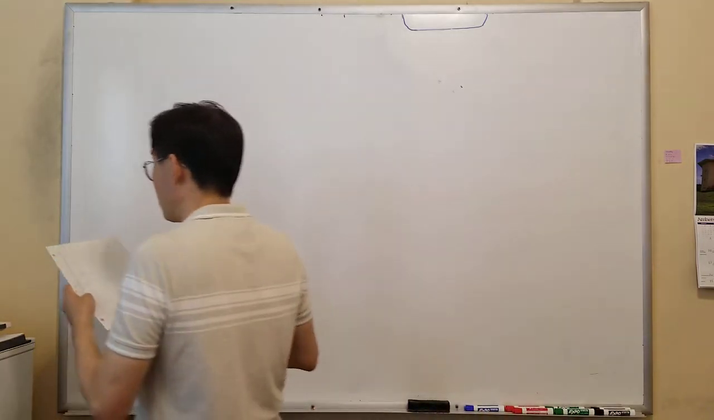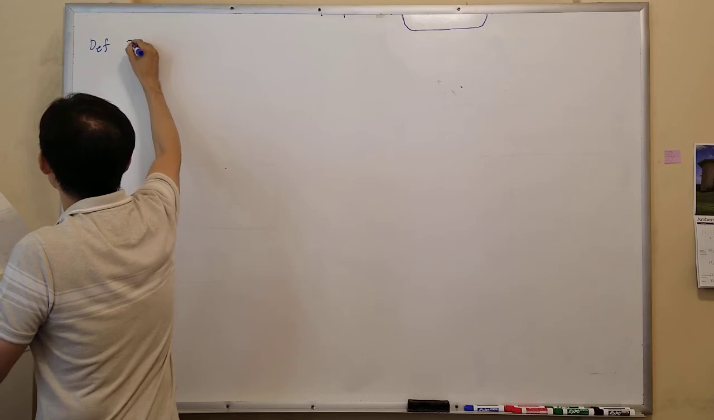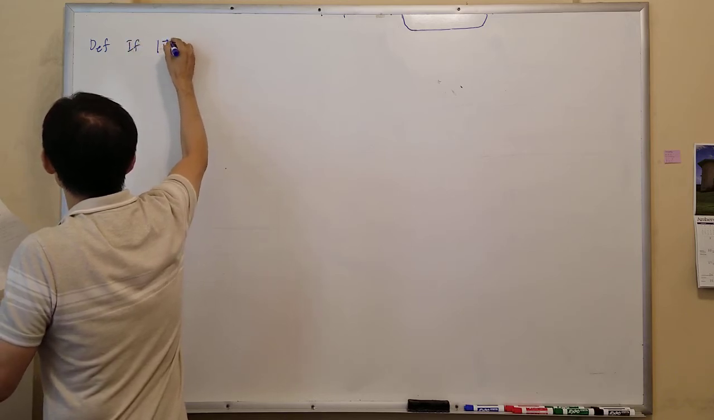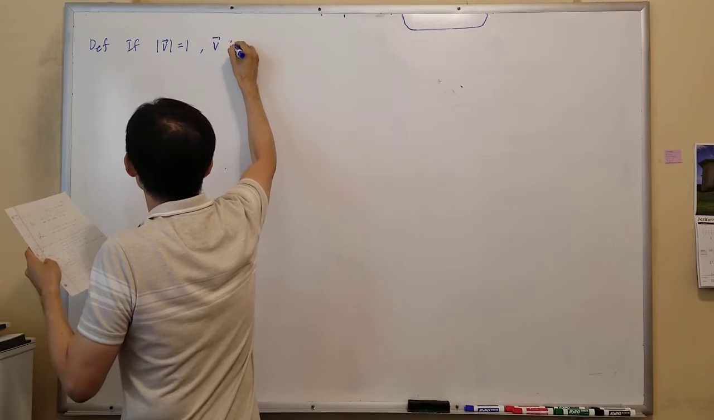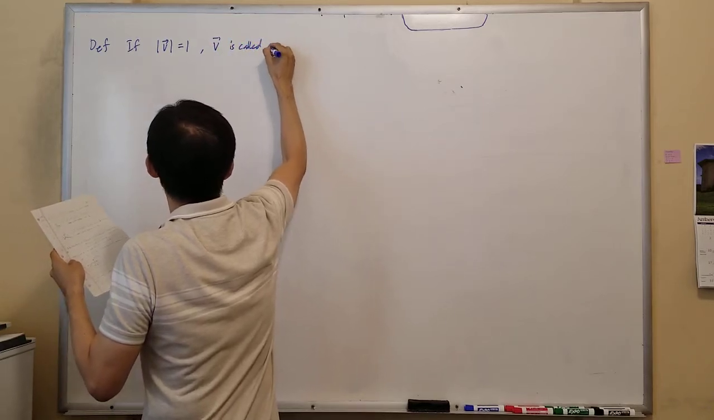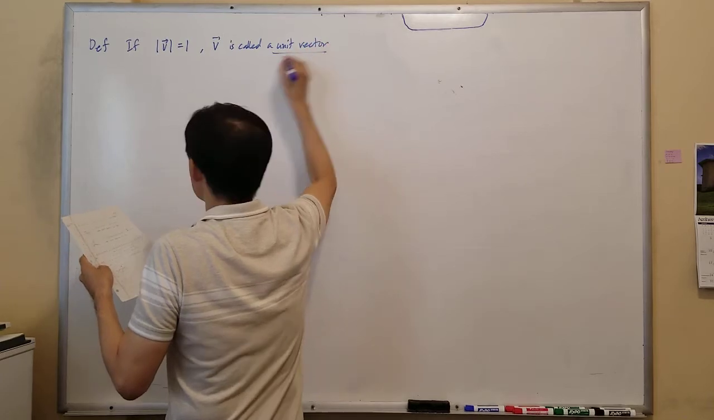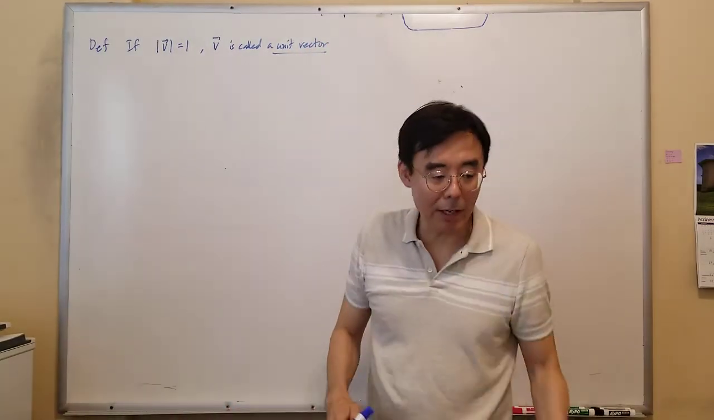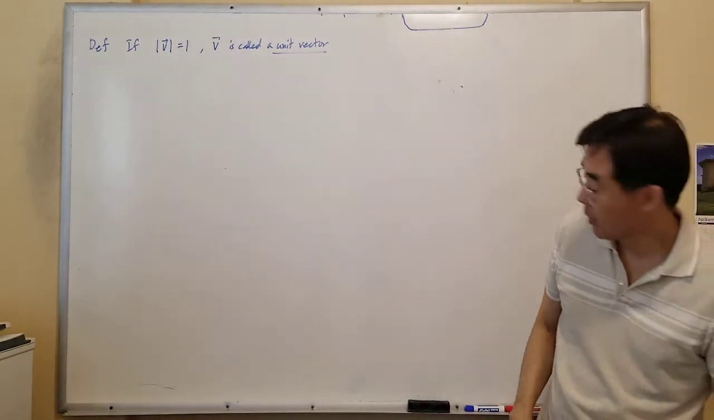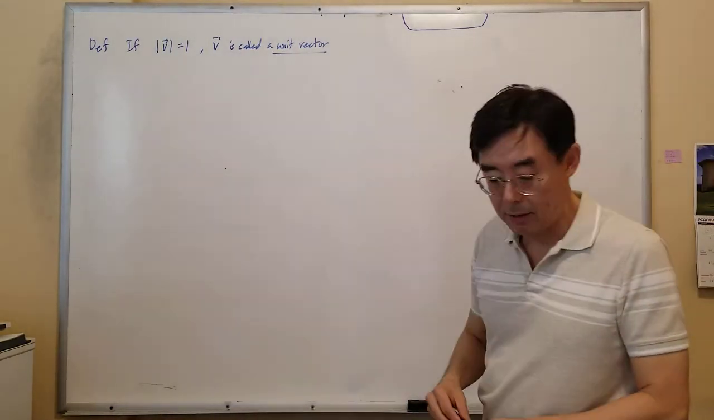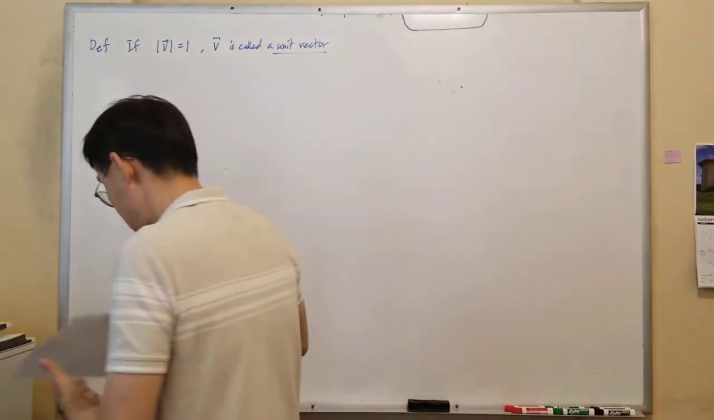Now, the second part starts with the unit vector. If the magnitude of vector V equals 1, then V is called a unit vector. A unit vector is nothing but a vector of size 1. It doesn't matter which direction it is coming from.